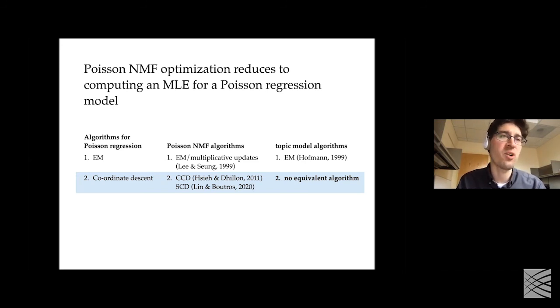I won't go through the details of that algorithm, but just to point out that there are a couple of papers that presented this algorithm, and in fact they're both the same. They differ a little bit in the details. So Lin and Boutros basically rediscovered the algorithm, and I believe that's in a BMC Bioinformatics paper.